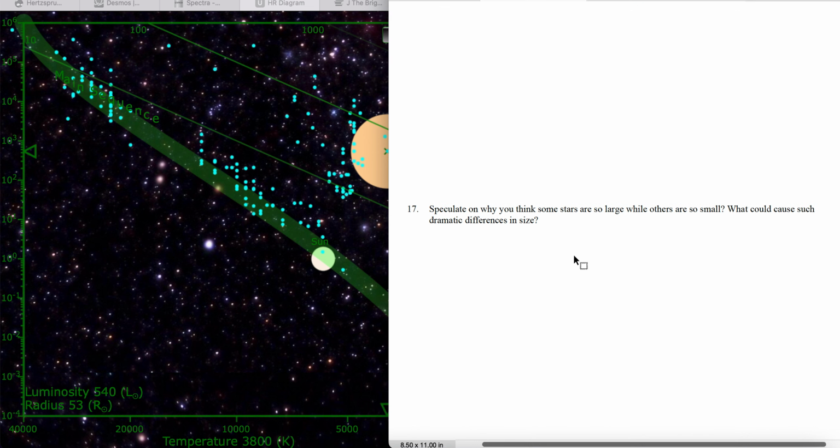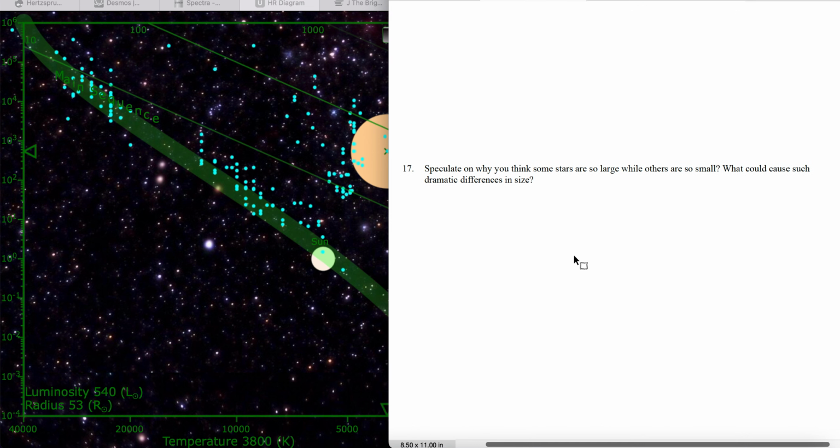And then finally, our last conceptual question: speculate on why you think some stars are so large while others are so small. Now, I left this one kind of open-ended, but put the best you can think of, or maybe what you know from other information.